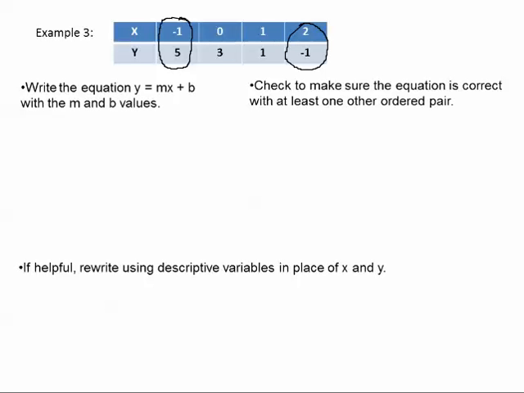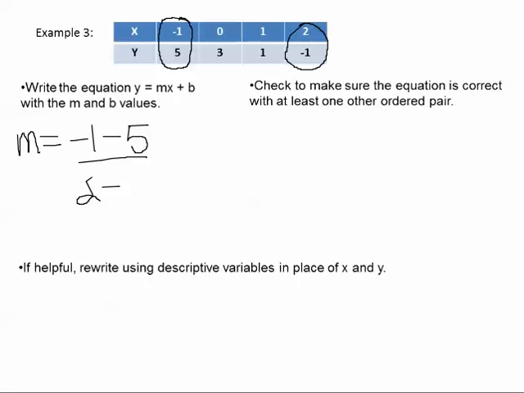I need to find my slope. So I'm going to do my second y value, which is -1, minus my first y value, which is 5, over my second x, which is 2, minus my first x, which is -1.